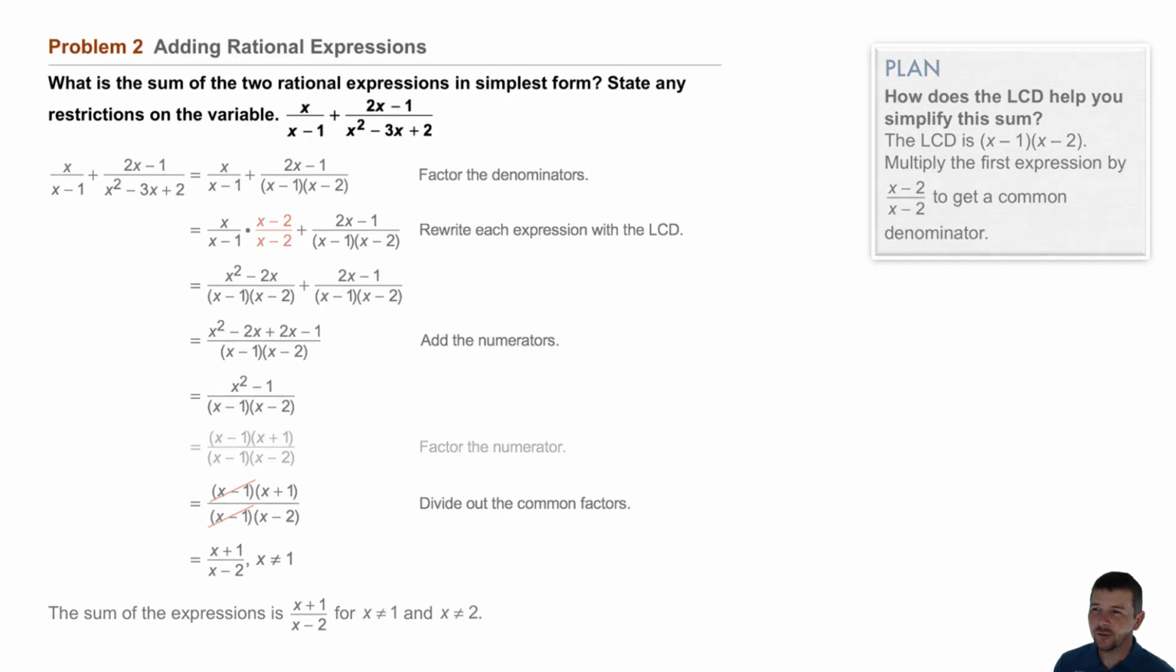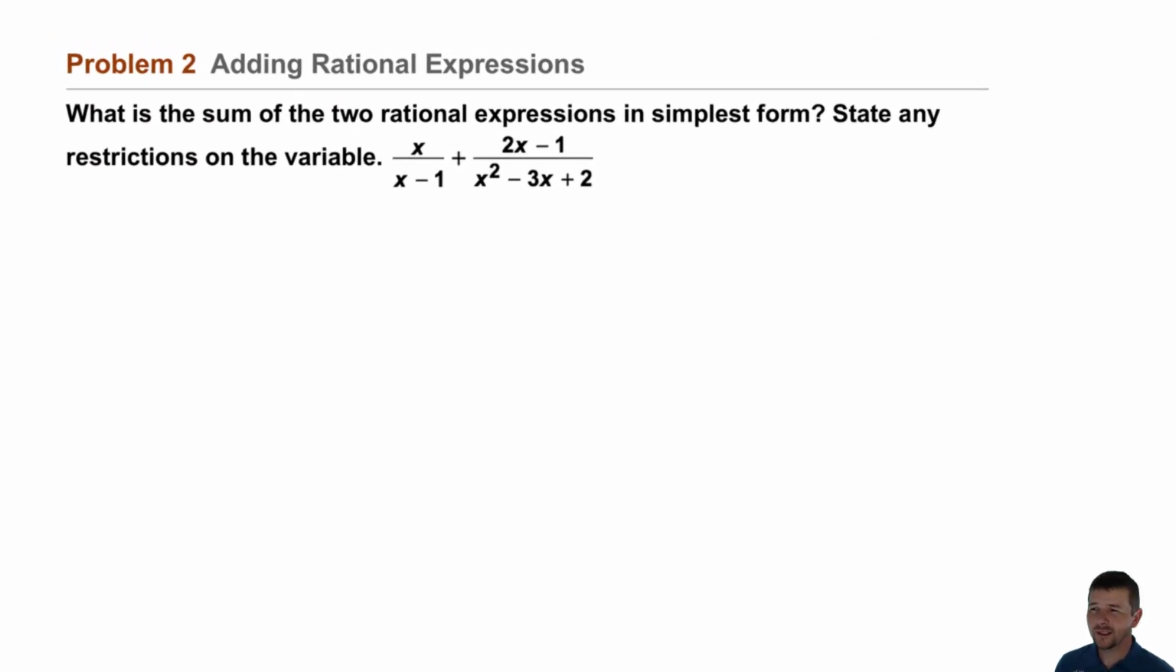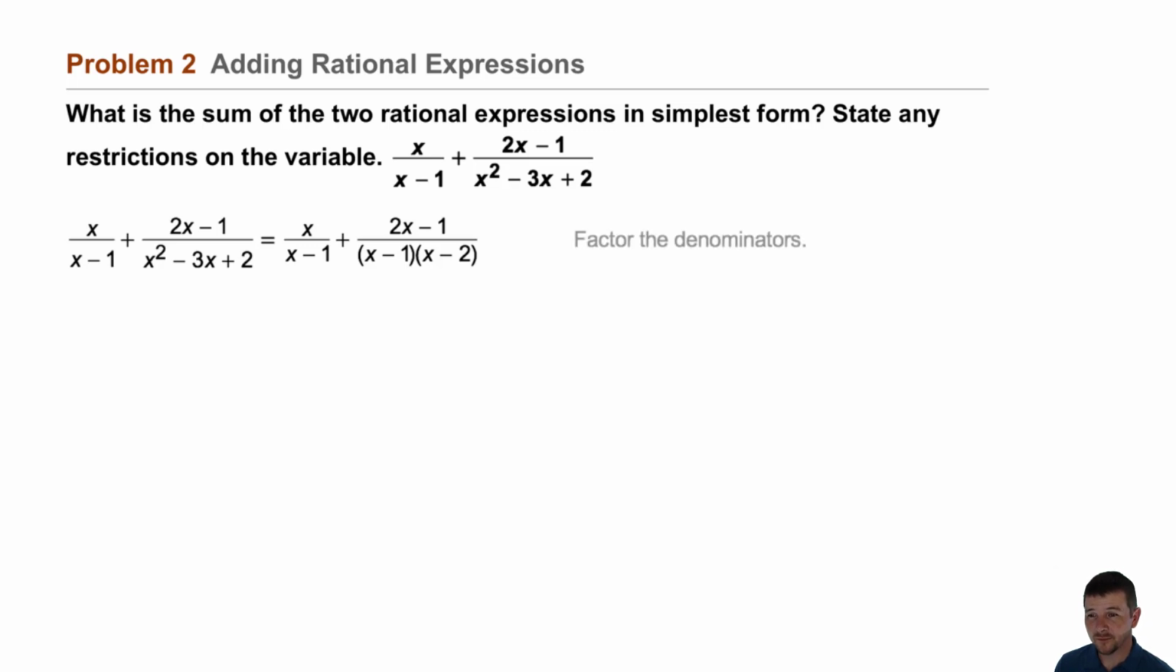Problem 2, adding rational expressions. What is the sum of the two rational expressions in simplest form? State any restrictions on the variable. x over x minus 1 plus 2x minus 1 over x squared minus 3x plus 2. Well, first, factor the denominators. x minus 1 is already in its factored form, so it remains x minus 1. x squared minus 3x plus 2, on the other hand, factors nicely as x minus 1 times x minus 2.